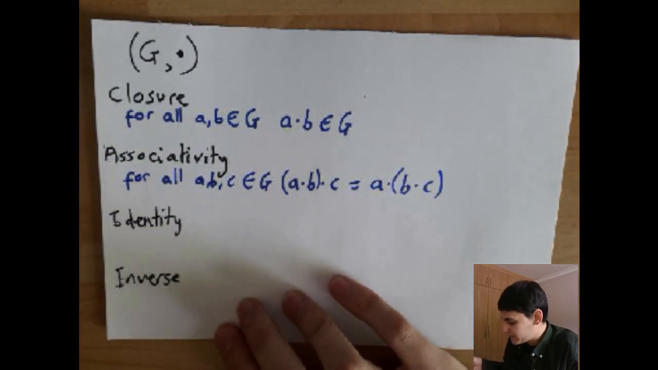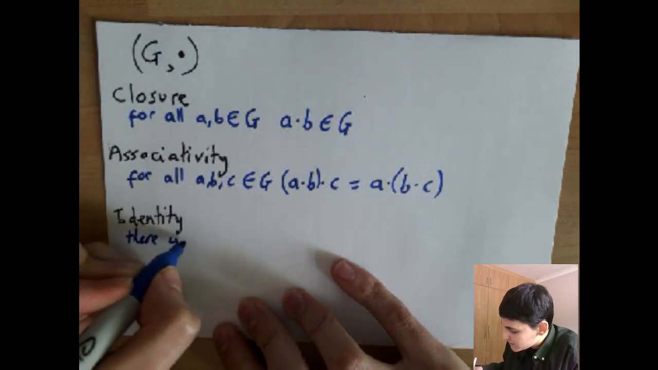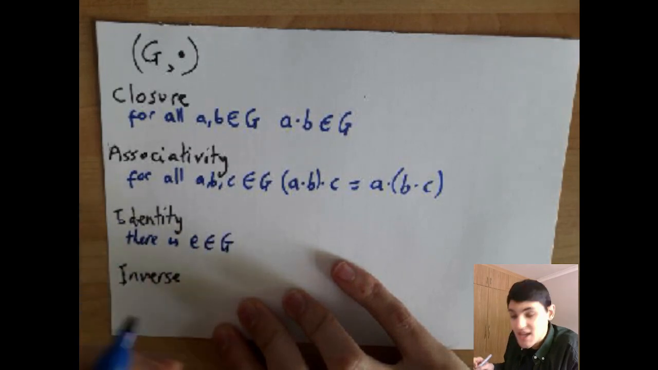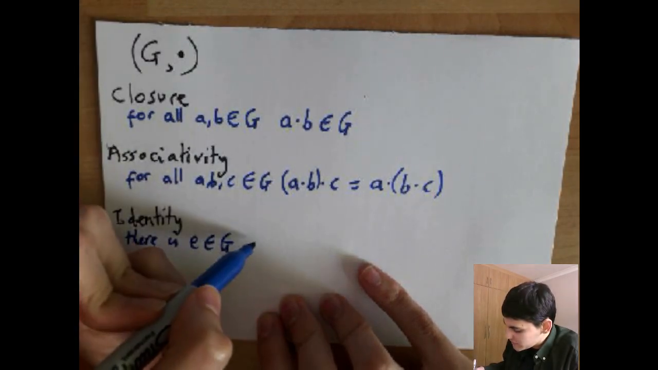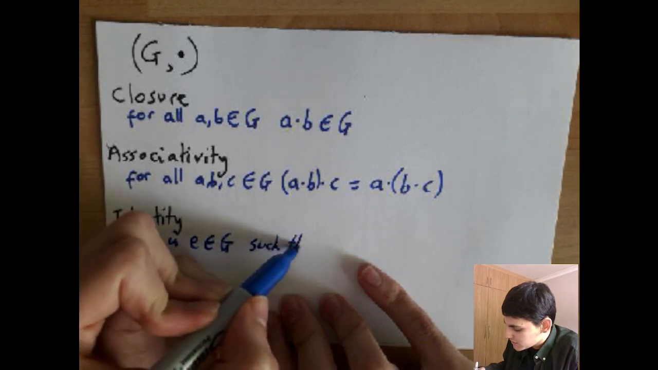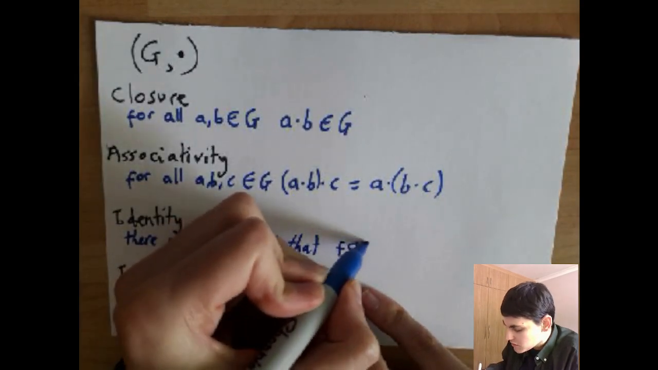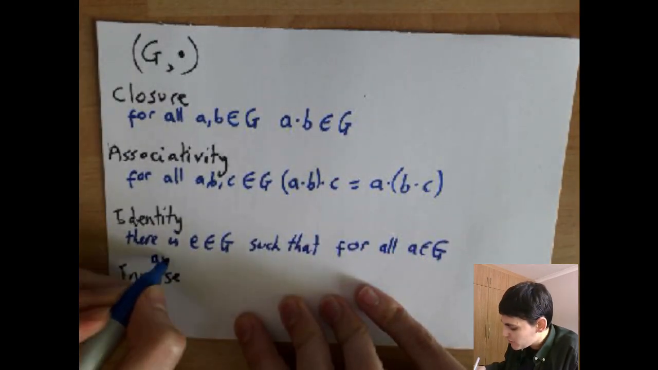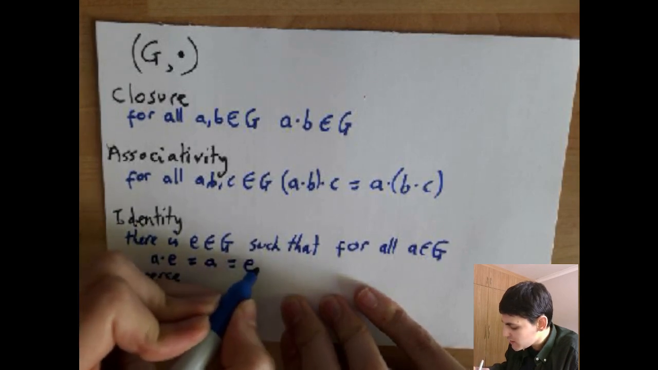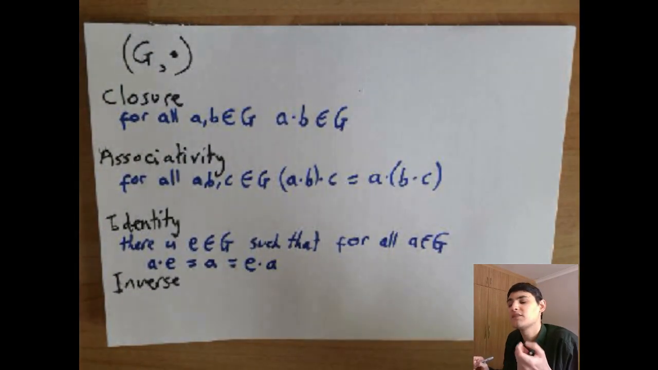Third rule is the identity law. That says that there is an element which we'll call E in our group such that for all A in G, A operate E equals A, and E operate A equals A. Basically it's a does-nothing element. We need something that keeps everything as it was.